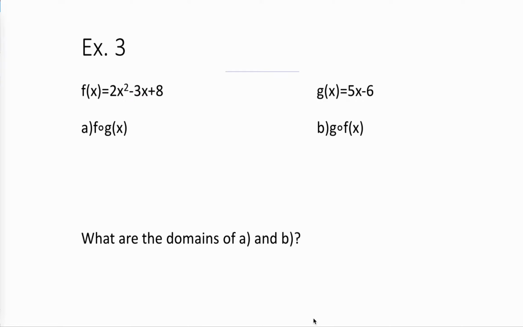All right, do it again. F of x is 2x squared minus 3x plus 8. G of x is 5x minus 6. F of g of x means that we take g of x and plug it into f of x. So this is f of 5x minus 6, which means that all of the x's in the f of x function become 5x minus 6.